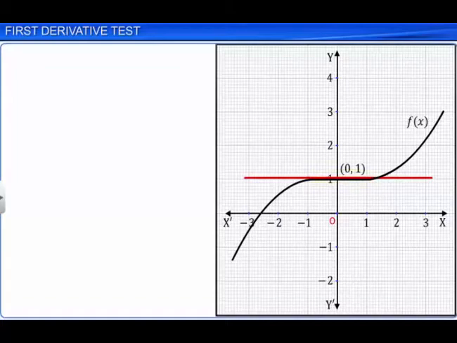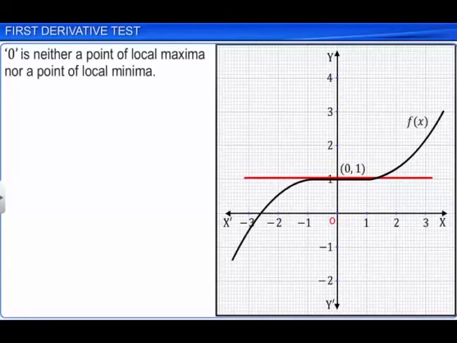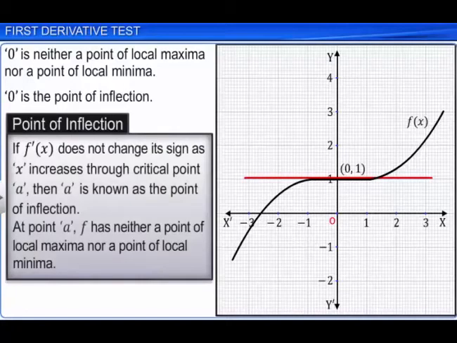Such a point, which is neither a point of local maxima nor a point of local minima, is known as the point of inflection. Mathematically, if the derivative of f does not change its sign as x increases through a, then a is neither a point of local maxima nor a point of local minima. Such a point is called the point of inflection.